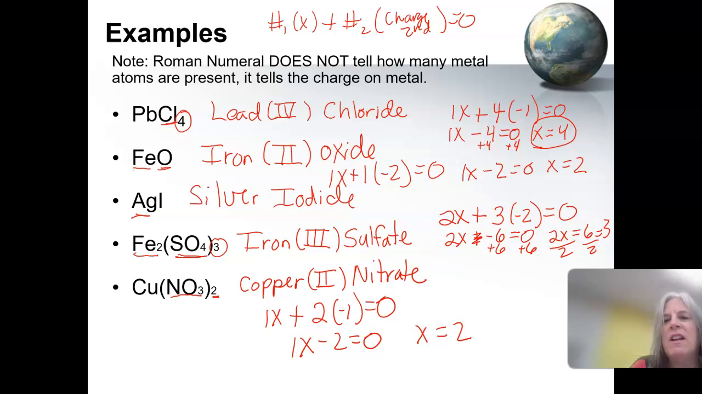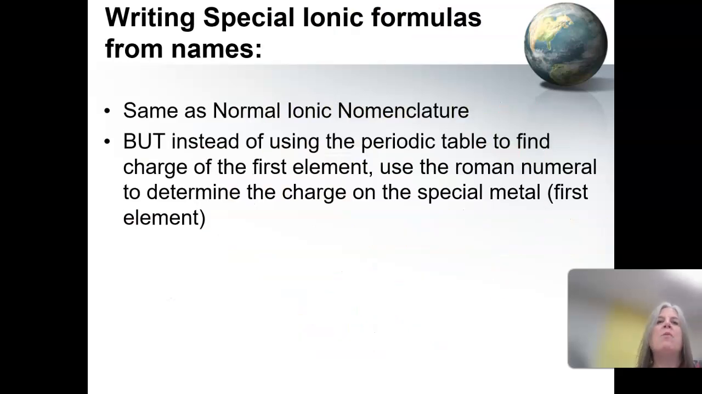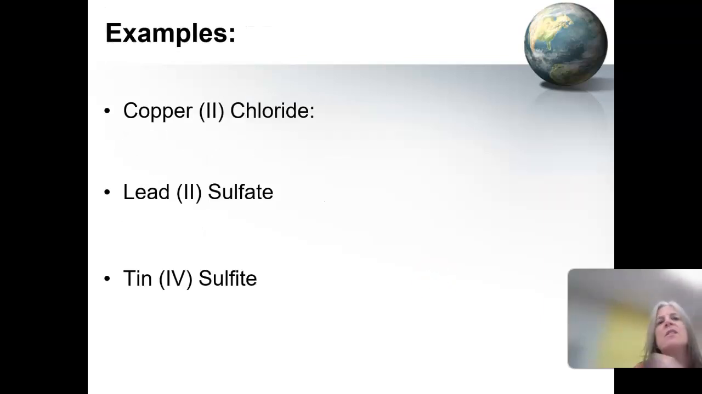All right, let's talk about writing formulas. Now, writing the formulas from names is just like regular ionic nomenclature, but instead of using the periodic table to find the charge of the first element, that's our Roman numeral. So you only have to find the charge of the second one to do your little crisscross. All right, so let's take a look.